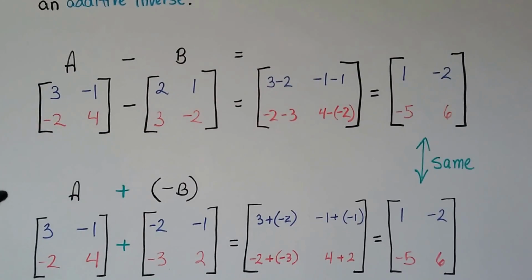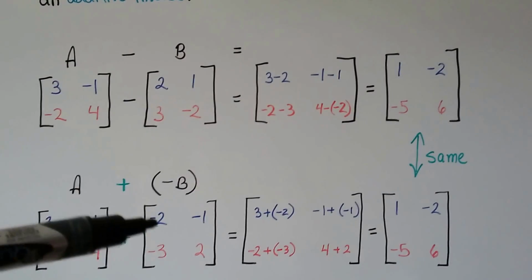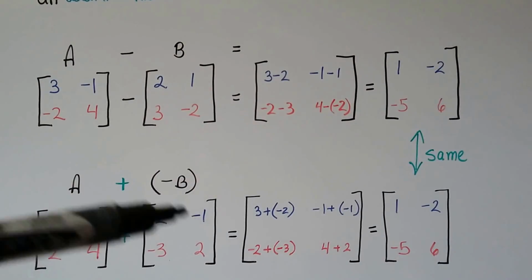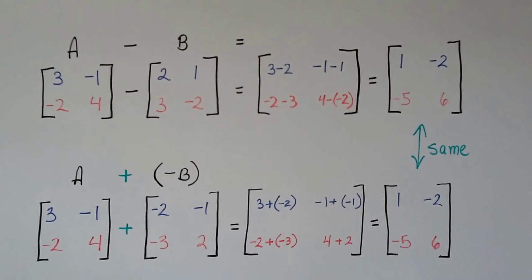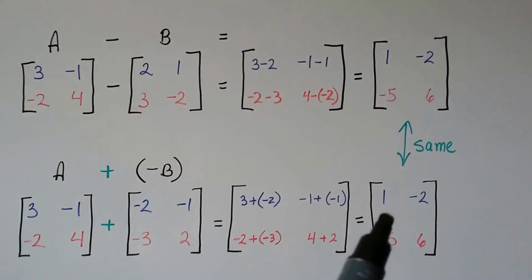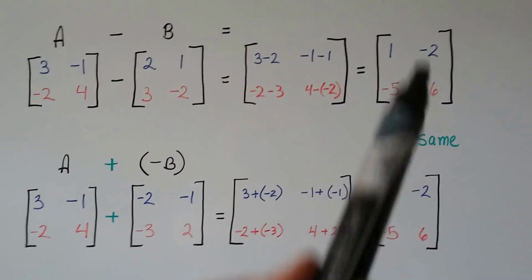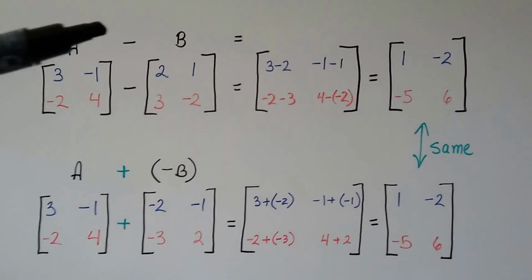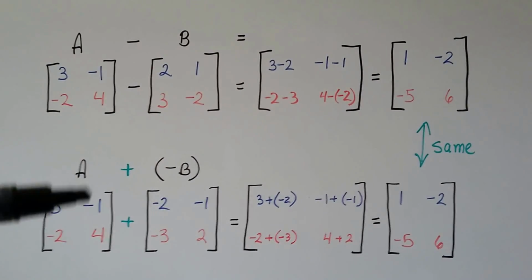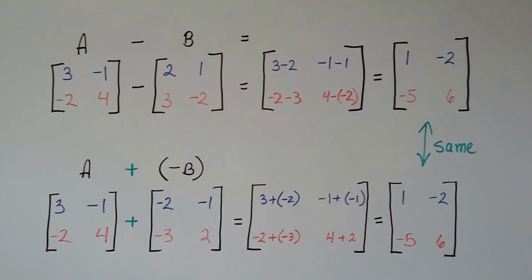And if we do it with an additive inverse, instead of a 2, we have a negative 2. Instead of a 1, we have a negative 1. Instead of a 3, we have a negative 3. Instead of a negative 2, we have a positive 2. If we add these, we're going to get the same answer. We're going to get the same matrix. So we could subtract, or we could do adding the additive inverse. See?